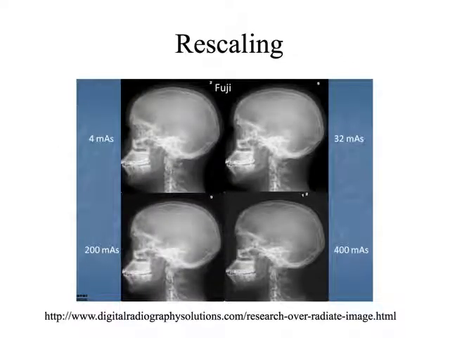So here's an example from that website I showed y'all before of a skull film. This would be an underexposed technique here. This would be about appropriate probably for skull radiography. And then this is about 10 times the appropriate technique, right? And even with the underexposure and the gross overexposure, because of rescaling, we have images that look very, very similar.